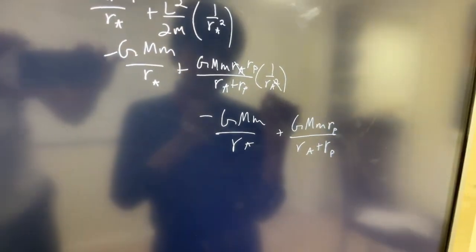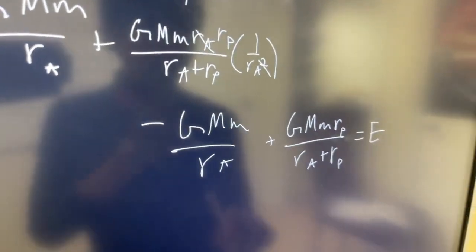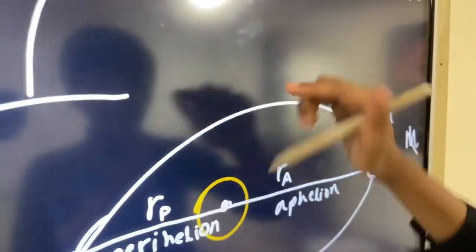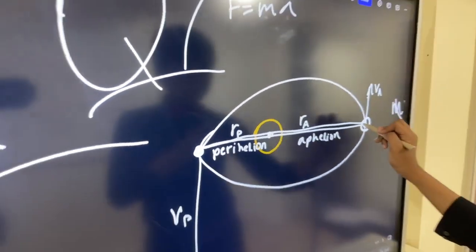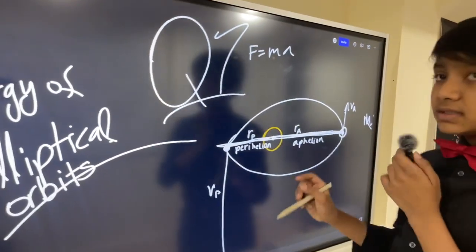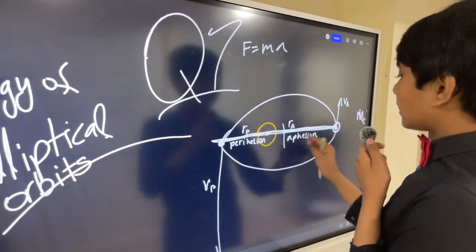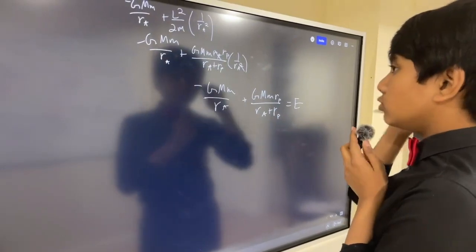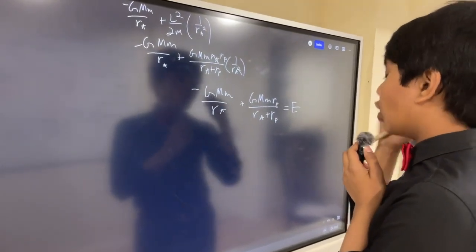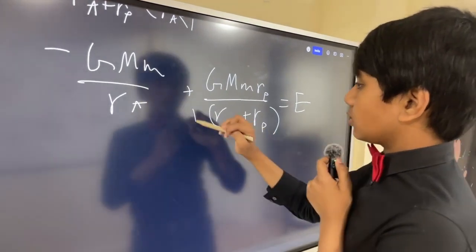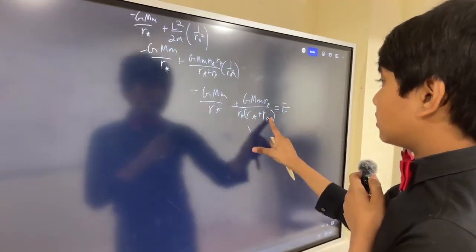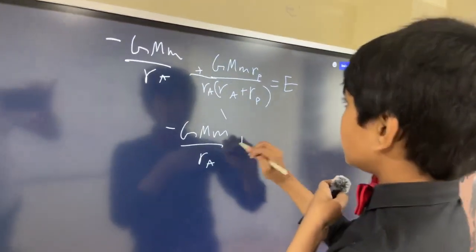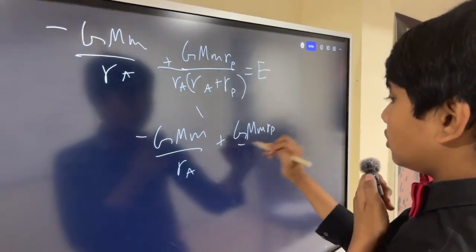Well, the key realization to make is that rA plus rP is just the semi-major axis. Well, not the semi-major axis, the whole major axis. And if the semi-major axis, which is half of that, is expressed as a, then the whole thing can be expressed as 2a. Oh yeah, did a little oopsie here. And you put that. So now you have minus GMm over rA plus GMm rP over rA.